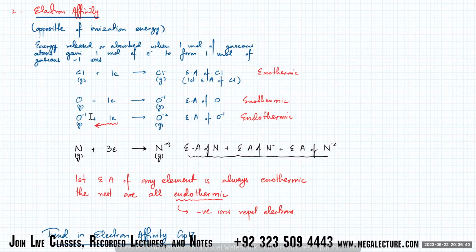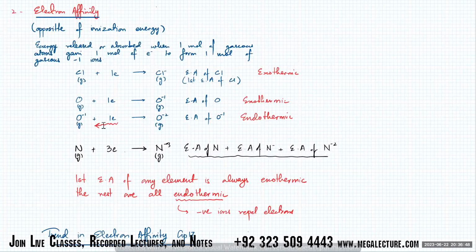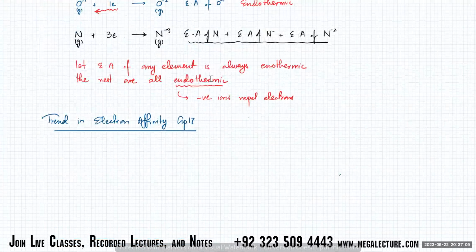But the second electron affinity, when it's an ion, gaining an electron becomes very difficult because now they're both negatively charged. There's going to be repulsion. So you have to give them energy so that they can overcome the force of repulsion. This electron has to be given some kinetic energy so it's able to move towards the ion and overcome the repulsion. So the first electron affinity is always exothermic. The rest are all endothermic.